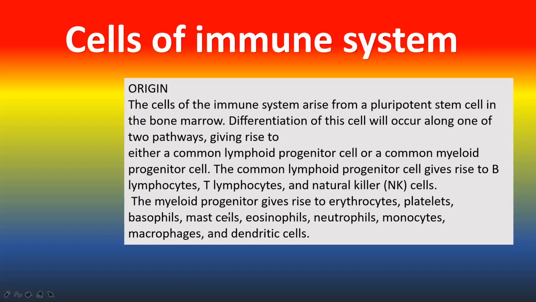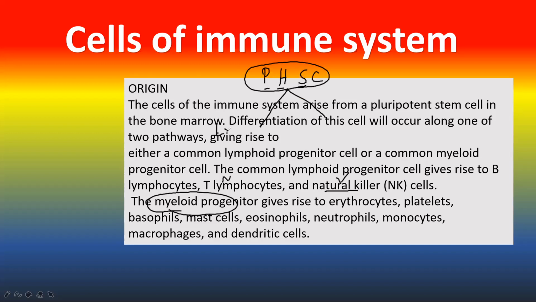So let's see what the other body cells are. The cells of the immune system: we have lymphocytes, which we have done, a very important cell for acquired immunity. We also have natural killer cells. Then the myeloid progenitor cell. There are two main lines. For example, this is the mother cell, the pluripotential hematopoietic stem cell, PHSC.